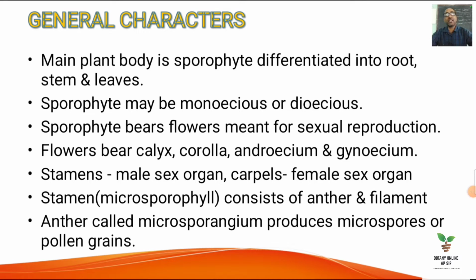These stamens you can compare with microsporophyll. The stamen consists of anther and filament. In the next slide I will be showing the diagram of the stamen. The stamen consists of anther and filament, and the anther is called microsporangium, which produces microspores or pollen grains. We have discussed microsporangium from the pteridophytic stage, isn't it? We have discussed in pteridophytes and gymnosperms what a microsporangium is. So, here the anther is the microsporangium and it produces microspores or pollen grains.